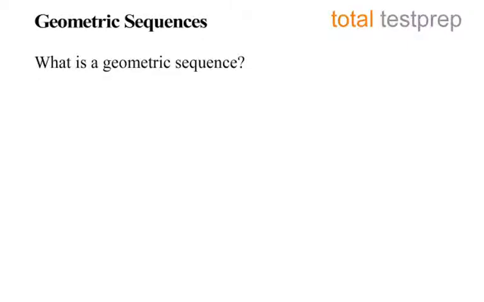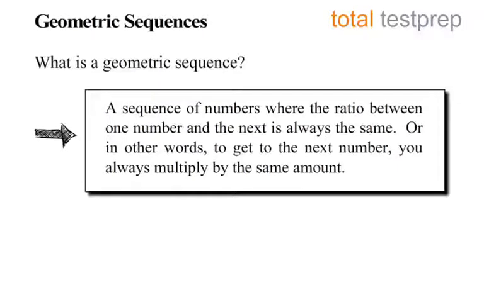In this section, we'll be dealing with geometric sequences. What is a geometric sequence? A geometric sequence is a sequence of numbers where the ratio between one number and the next is always the same. Or in other words, to get to the next number, you always multiply by the same amount.